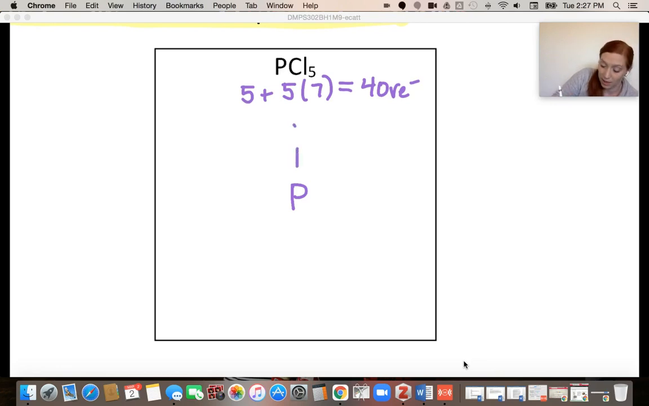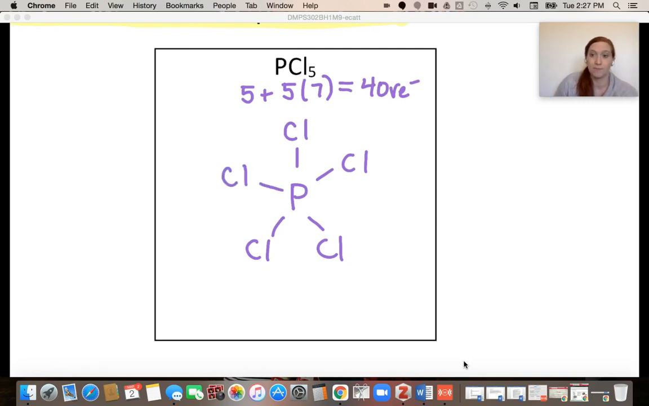So I'm going to go ahead and place bonds in between those, and then just get these 5 chlorines around. Okay, this is what we mean by hypervalent. Phosphorus is in the 3rd period on the periodic table. Let's take a look. Okay, there is phosphorus. Period 1, 2, 3 down. So it can be hypervalent.